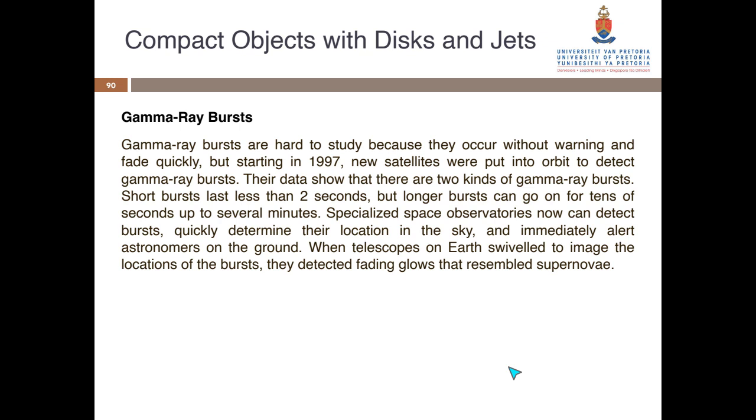But starting in 1997, new satellites were put into orbit to detect gamma ray bursts. Their data show that there are two kinds of gamma ray bursts. Short bursts last less than 2 seconds, but longer bursts can go on for tens of seconds, up to several minutes. Specialized space observatories now can detect bursts quickly, determine their location in the sky, and immediately alert astronomers on the ground. So when telescopes on Earth swivel to image the locations of the bursts, they're detecting fading glows that resembled supernovae.